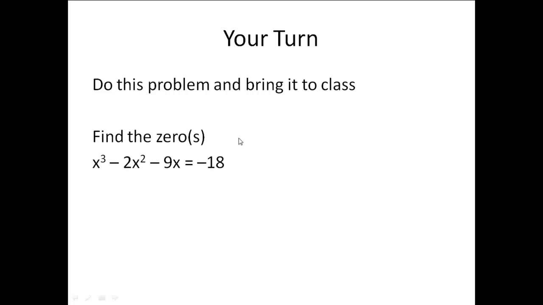Okay, here is your turn. Go ahead and find the zeros of this problem and bring them with you to class.